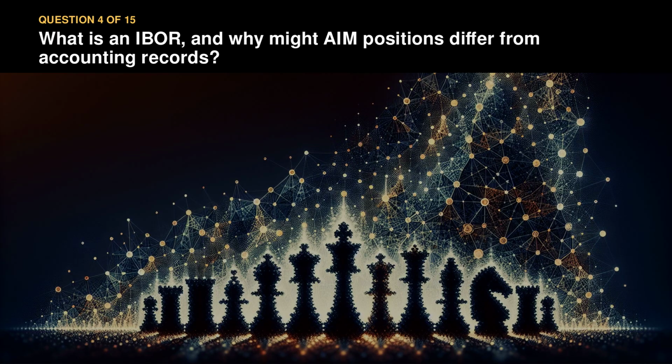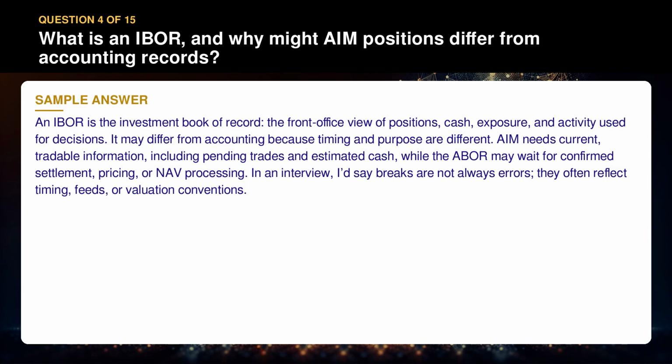Question 4. What is an IBOR, and why might AIM positions differ from accounting records? An IBOR is the investment book of record, the front office view of positions, cash exposure, and activity used for decisions. It may differ from accounting because timing and purpose are different. AIM needs current, tradable information, including pending trades and estimated cash, while the IBOR may wait for confirmed settlement, pricing, or NAV processing. In an interview, I'd say breaks are not always errors. They often reflect timing, feeds, or valuation conventions.